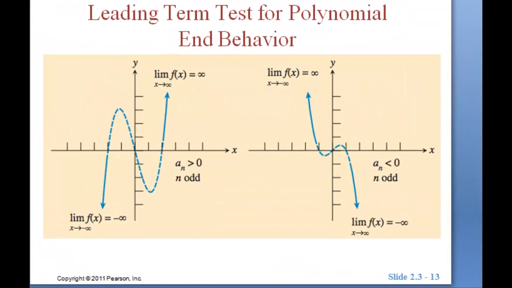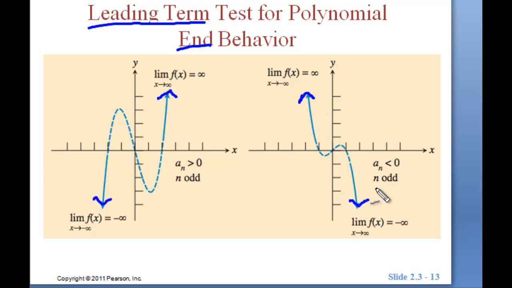Let's start off with the leading term test for polynomial end behavior. What this means is that we can tell by the leading term, which is the first term in a polynomial, what the end behavior is going to be. The end behavior would be the ends of the lines.